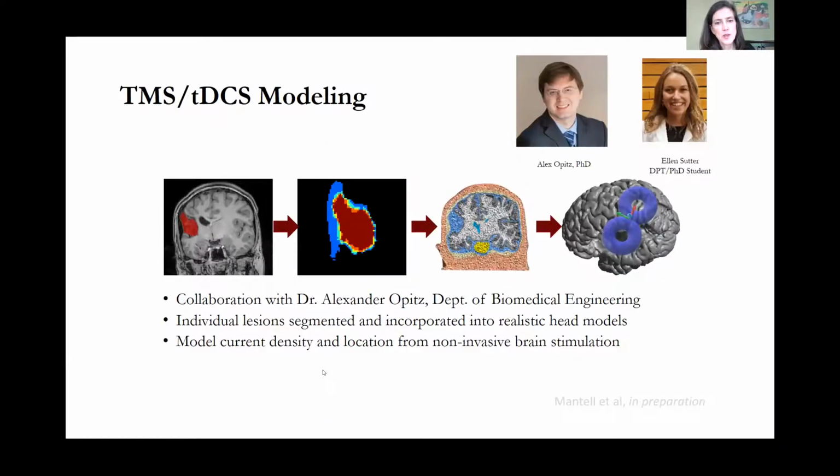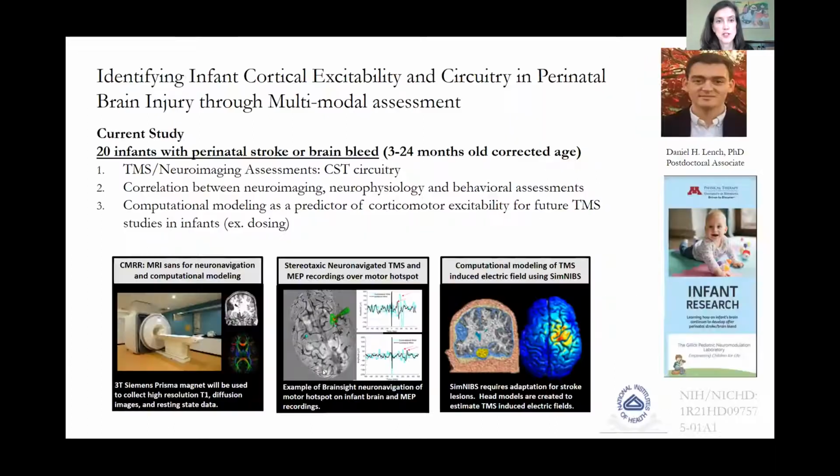This is one of the integrations that we've done with Dr. Opitz and his lab in terms of looking at individual lesions that are segmented and incorporated into realistic head models, and then modeling the current density and the location from non-invasive brain stimulation. So this also works to inform us for future studies as to what we are seeing with these individuals with these lesions in terms of the segmentation and the incorporation into realistic head models, and where we might target in the future, what's happening when we apply non-invasive brain stimulation in this population.